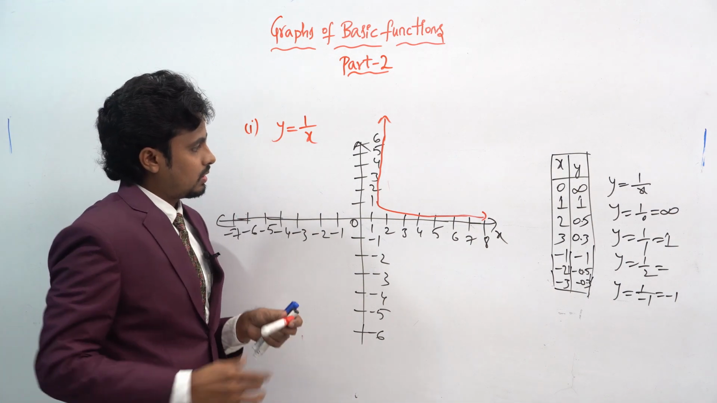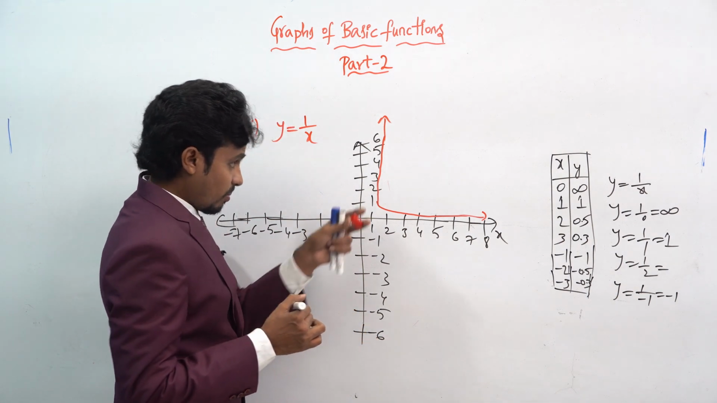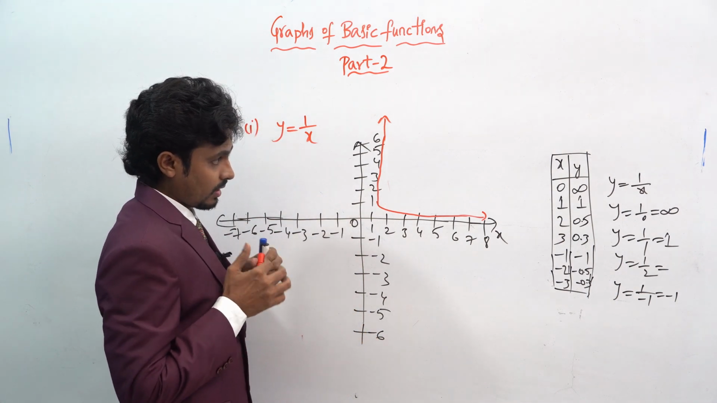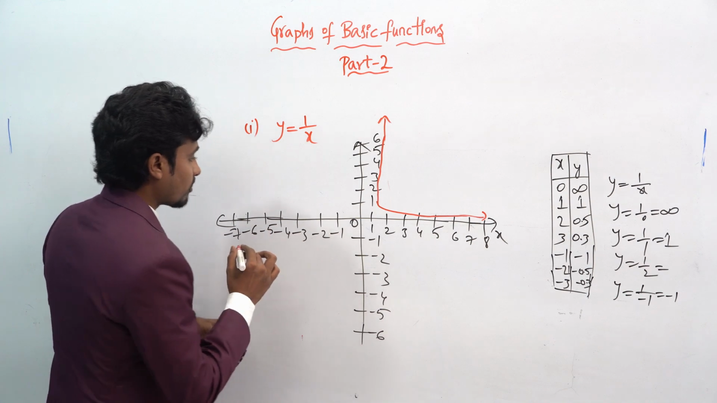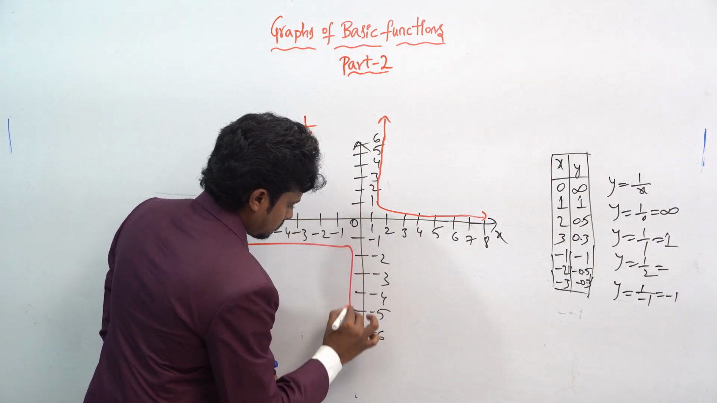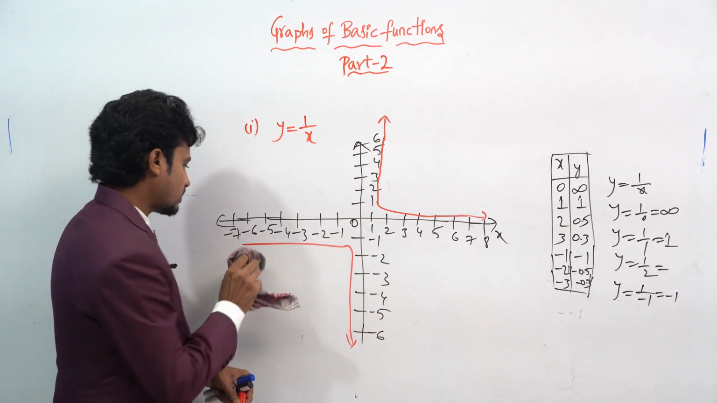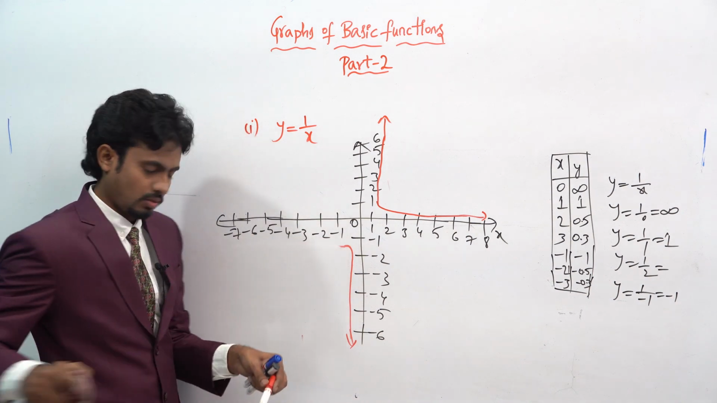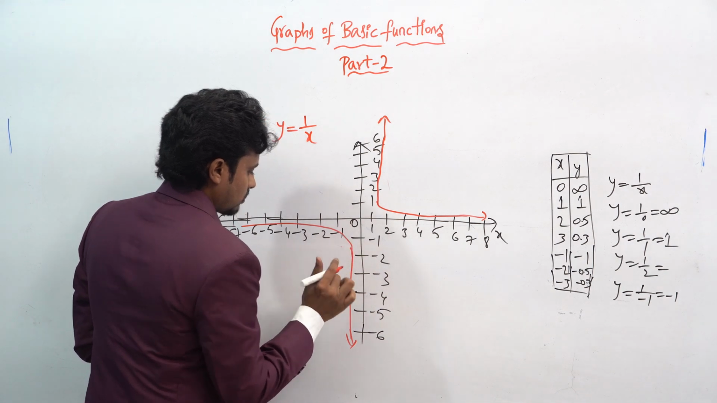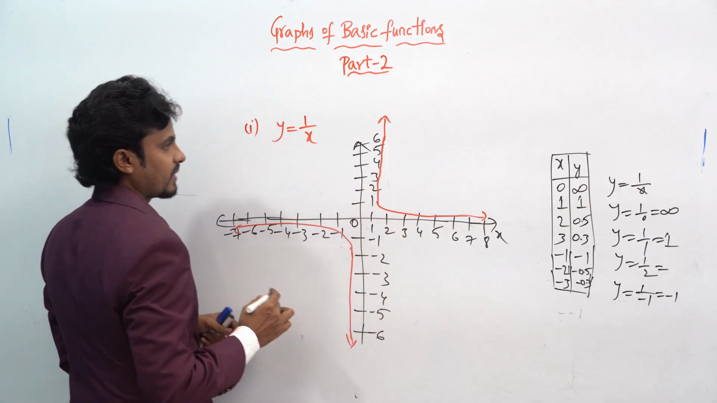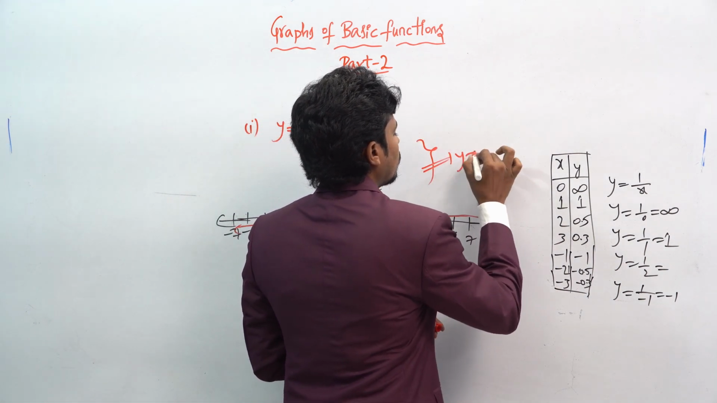And similarly, if you want to take the minus case also, here this will come from the minus infinite, right? Similar plot. You have to make it somewhat close. Okay, this was the plot for y is equal to 1 divided by x.